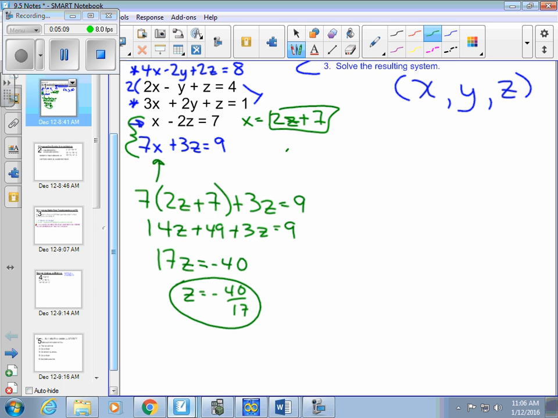Now let's plug it back in here. So x equals 2 times negative 40/17 plus 7. That 2 is really a 2 over 1, so the 2 just goes to the top. Remember all of your skills that you've already got. Negative 80/17 plus 7.